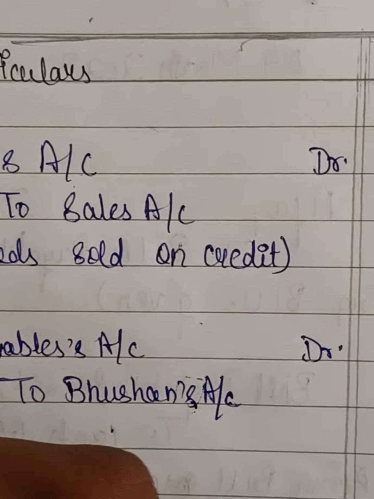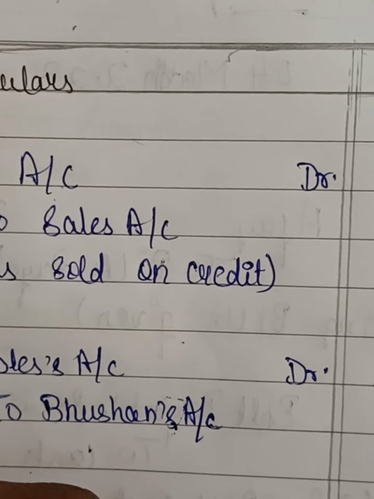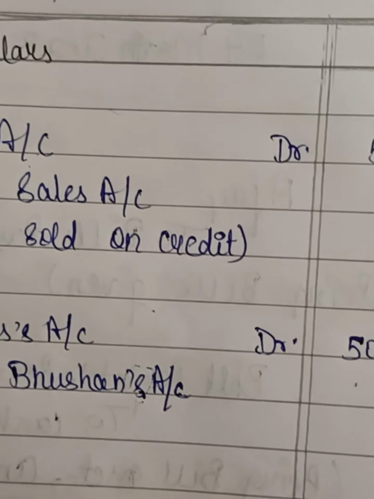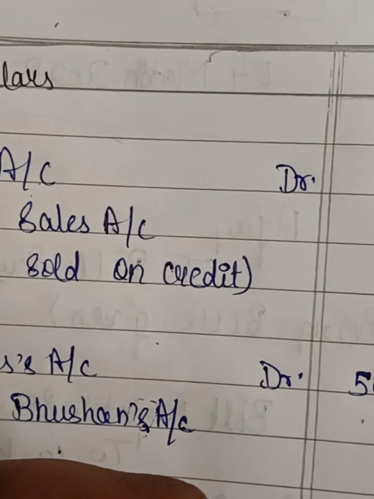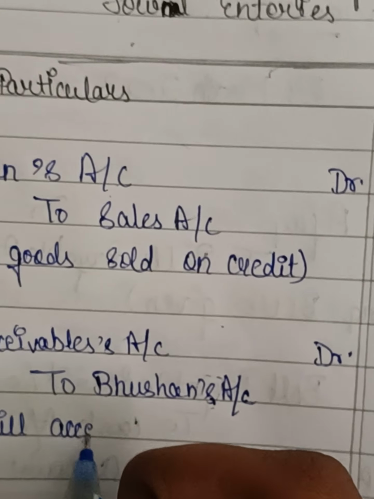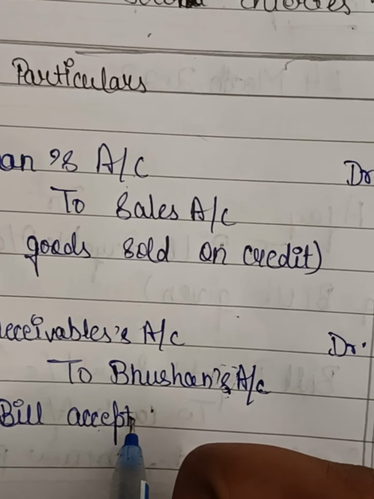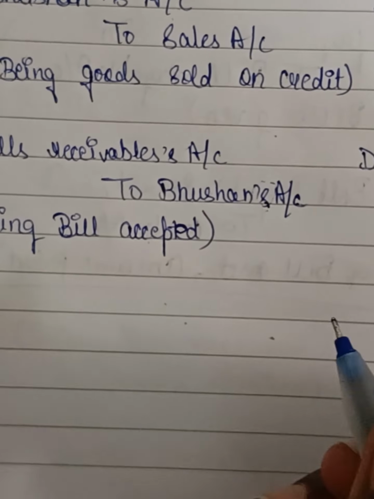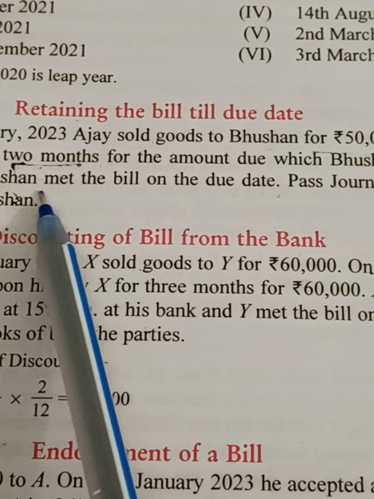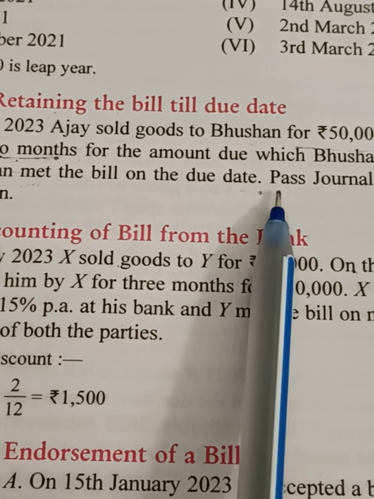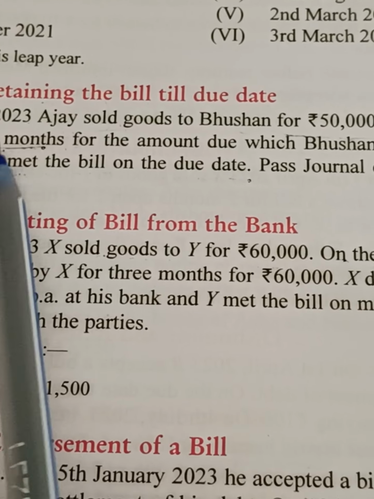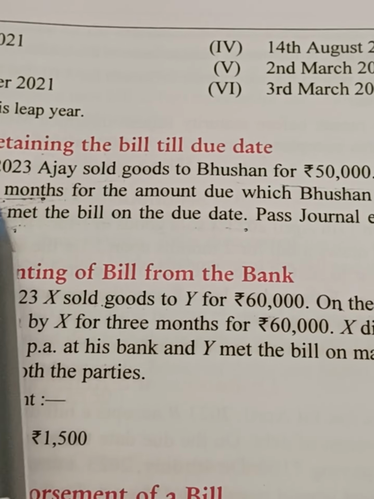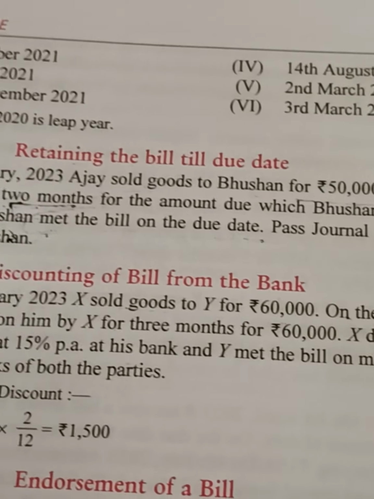If you write here only Busan without apostrophe s, there is no need to write account here. Okay, so here what will be the narration? Being bill accepted. Okay, then what? Busan met the bill on the due date. So what is the due date? The bill is of 2 months. So now you have to find the due date.